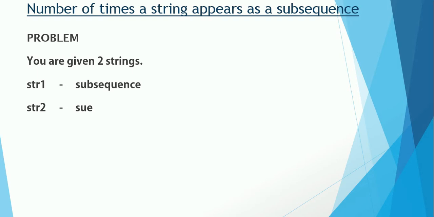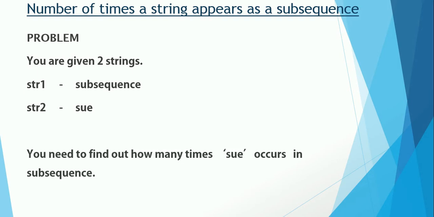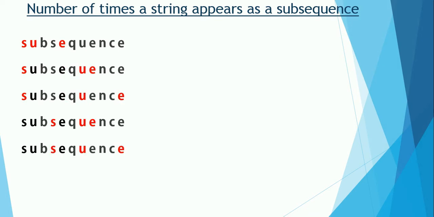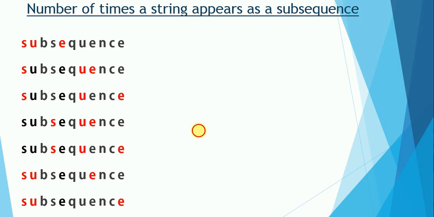So you are given two strings. String 1 is subsequence, string 2 is su. You need to find out how many times su appears as a subsequence in the string subsequence. All right. So here are the different ways in which su appears as a subsequence in this string subsequence. As you can see, there are 7 times and we need to find it out using dynamic programming. Very interesting question. We are going to solve it just now, that you are going to learn through this video.